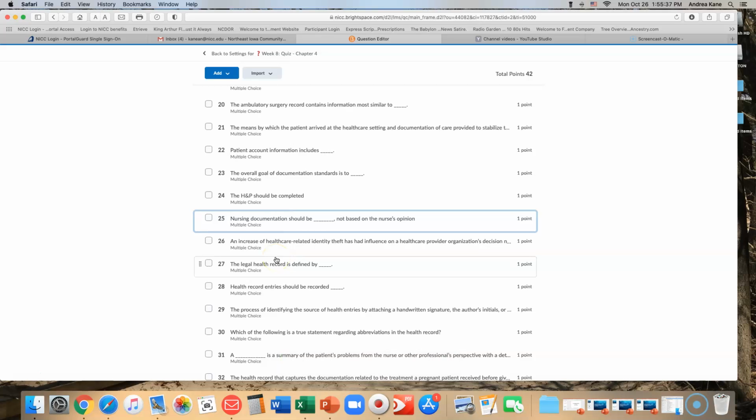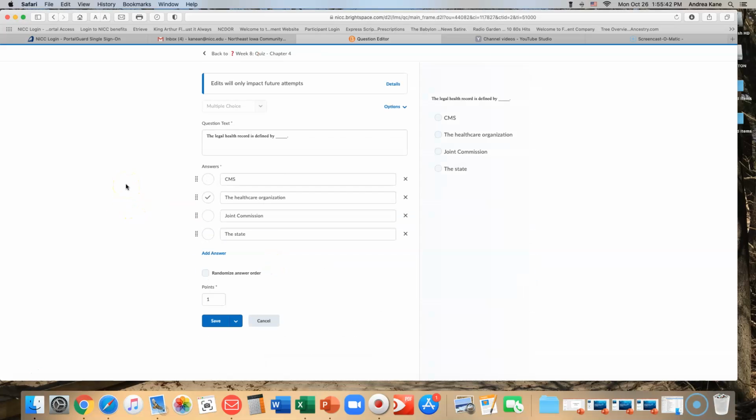All right, so the next one, that was 33. Someone wanted me to take a look at 35. So 35, legal record. Legal health record is defined by who? Well, all right, let's take a look back at the beginning of chapter 4. It says, legal health record, page 100. It talks about legal health record, and it says that the legal health record is the documents and data elements that a healthcare provider may include. And then you can read on down from there.